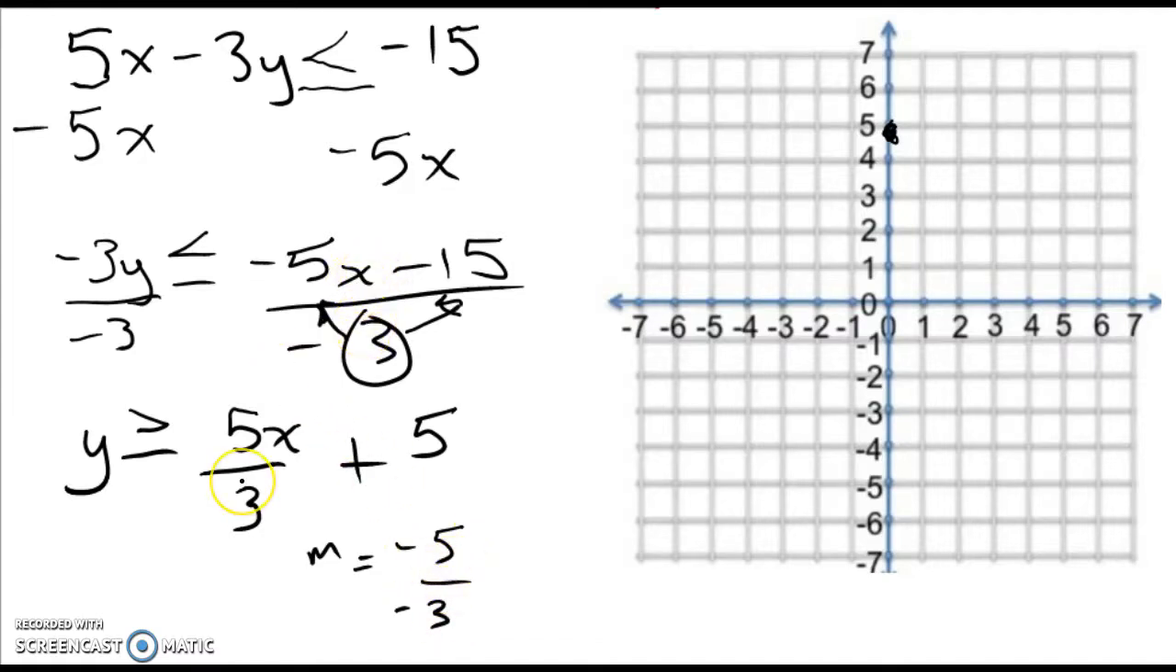Hopefully I didn't just confuse you. But I'm going to go in two negative directions, and I'm still going to have a positive slope. Remember, positive slopes go like that. Negative slopes go that way. So let's graph this.